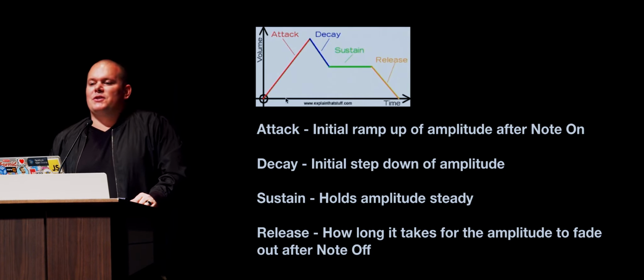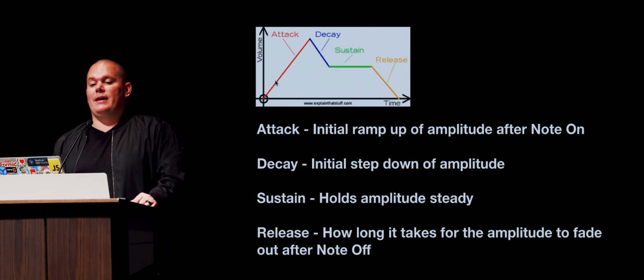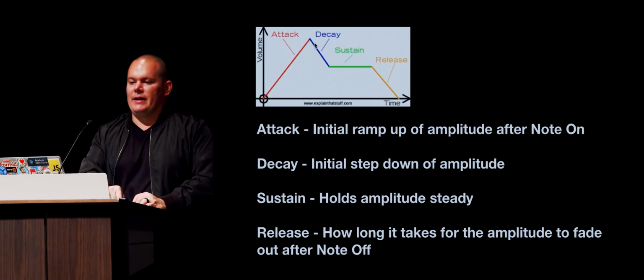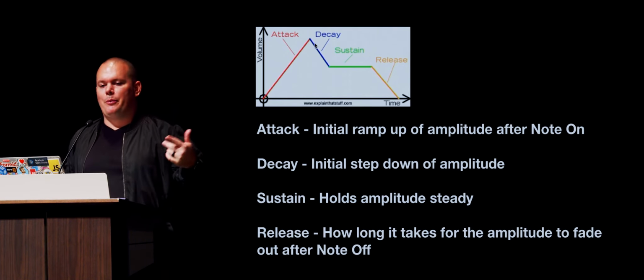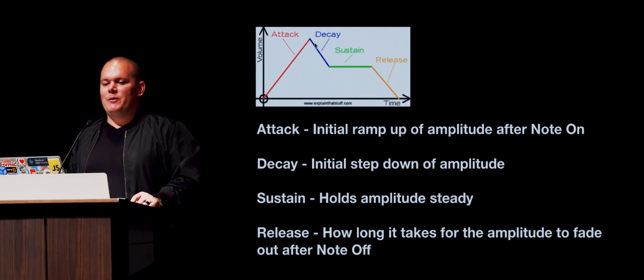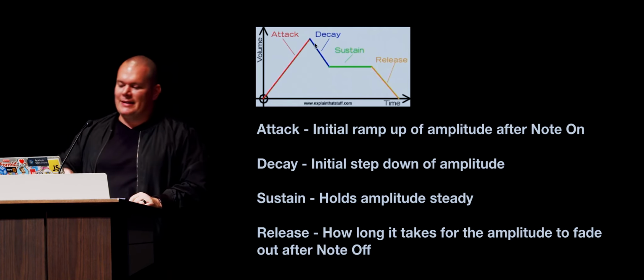There's typically 4 stages to an envelope. You have your attack, which is your initial ramp up of amplitude, this little up ramp, and you do that after a note on. A lot of sounds that you're going to hear are not going to have much attack. They're just going to go for it. But if you're ambient electronica and you want to swell in, that would be your attack.